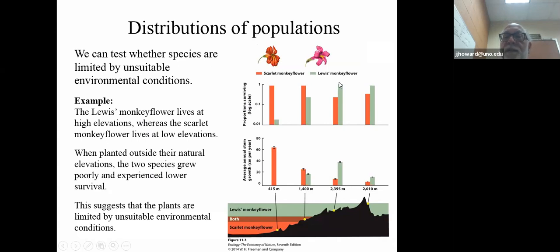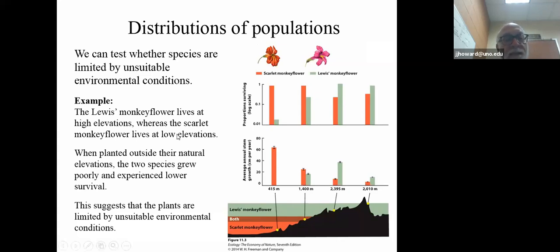And you can see that Lewis's monkey flower survives well at high elevations and really badly at low elevations. Interestingly, the scarlet monkey flower does not so bad at high elevations. However, look at the stem growth. So it can survive, but it can't grow. Basically, you can plant these plants there, but they're not going to be able to grow and they're not going to be able to reproduce.